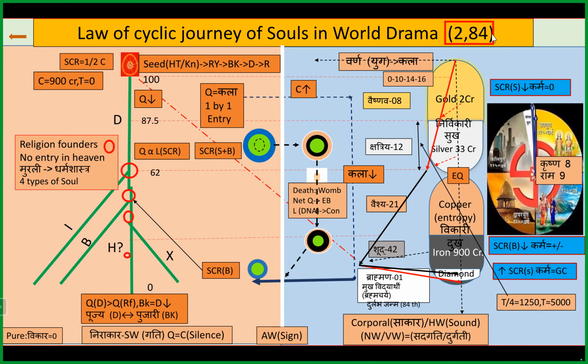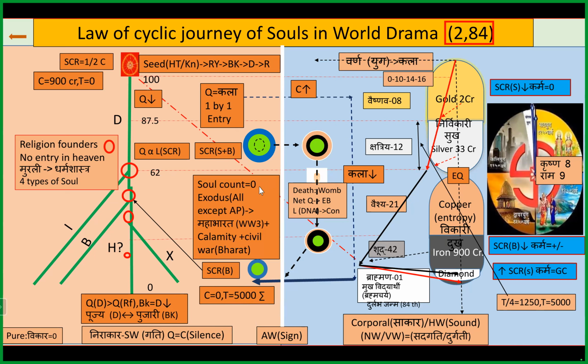And the minimum births are 2, maximum births are 84, depending on the type of the soul and type of the script. So ultimately, at the time of the exit, the count becomes 0. Time is 5,000. All the souls will exit. So the entry rule is one by one. The exit rule is all the souls are together, and the soul count becomes 0.